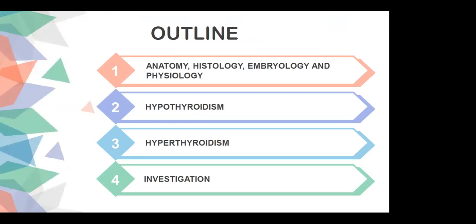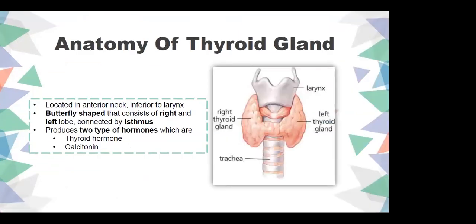So first we will start with the anatomy of the thyroid gland. The thyroid gland is the largest endocrine organ in our body, and it is involved with production, storage, and also release of thyroid hormones. The location of the thyroid gland is at the anterior of the neck and inferior to the larynx. The thyroid gland is butterfly shaped and consists of right and left lobes, connected by a narrow isthmus. The thyroid gland produces two types of hormone, which are thyroid hormones and also calcitonin. Next.